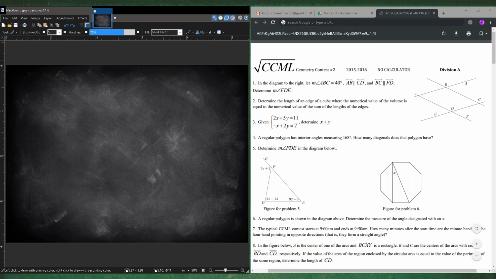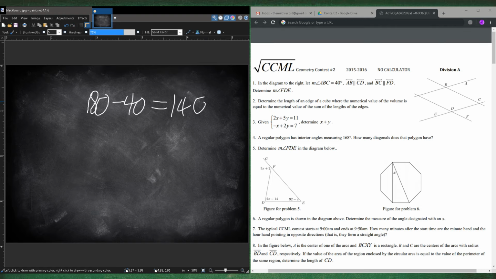That means this is 40 degrees. So FDE would just be, since it's a line, 180 degrees minus the 40 degrees, which is 140 degrees. So that's your answer, 140 degrees. Sorry that I wrote on it. Yep, that was question 1. It's just a basic geometry question.